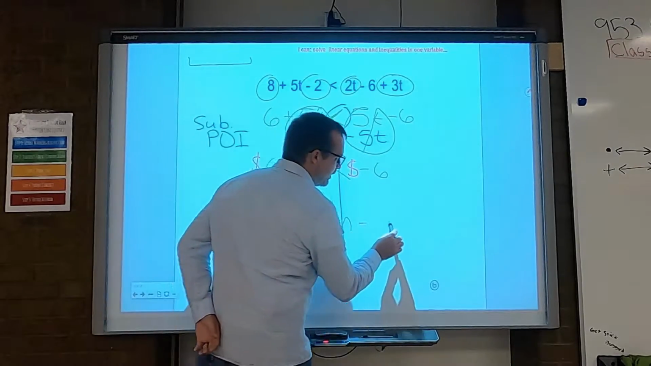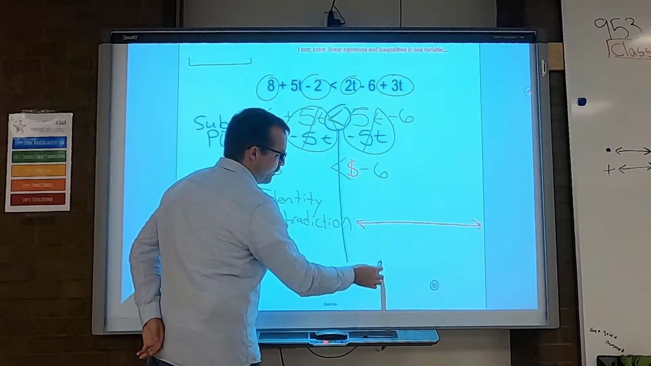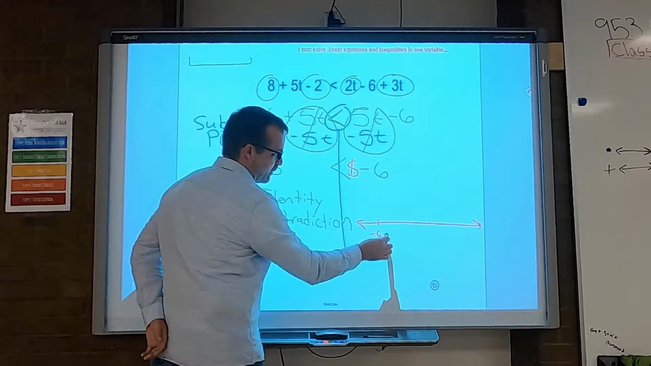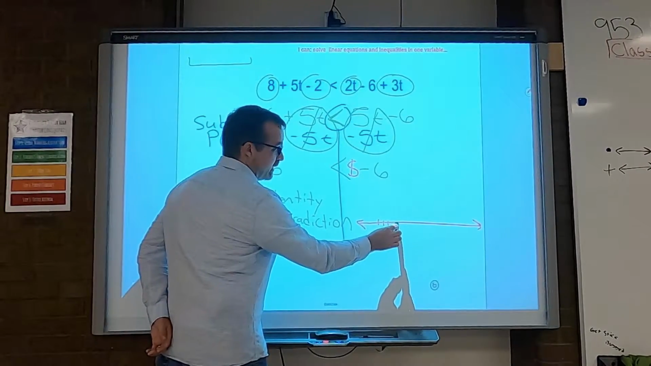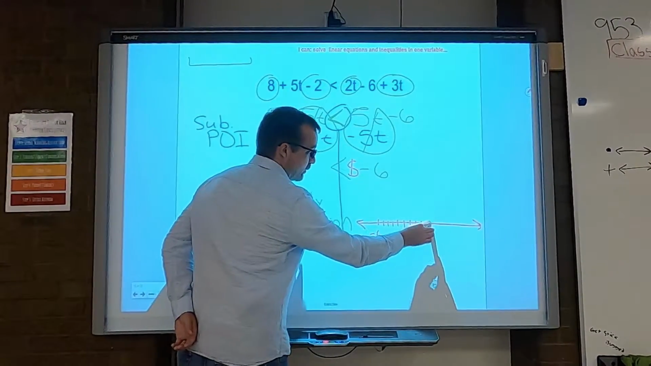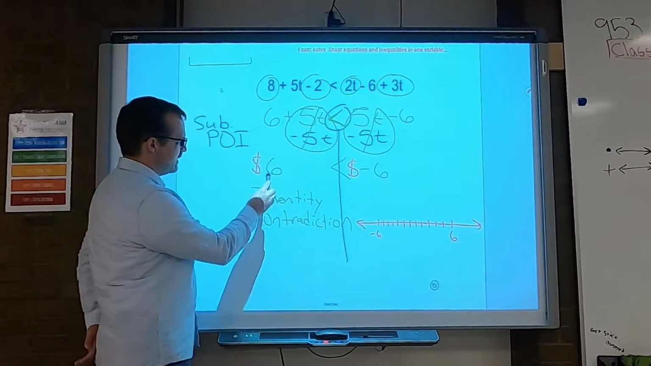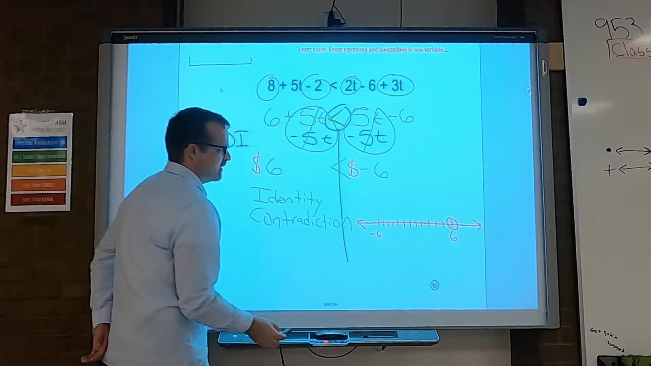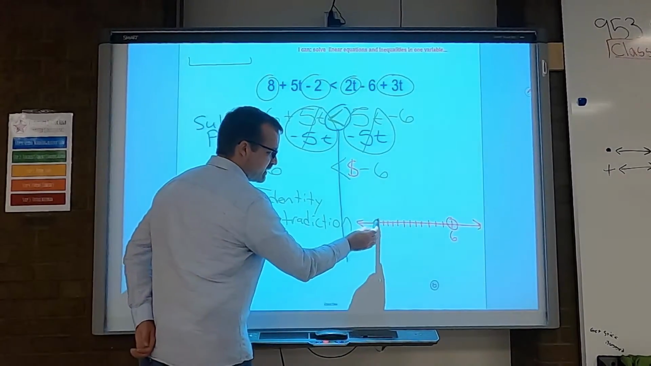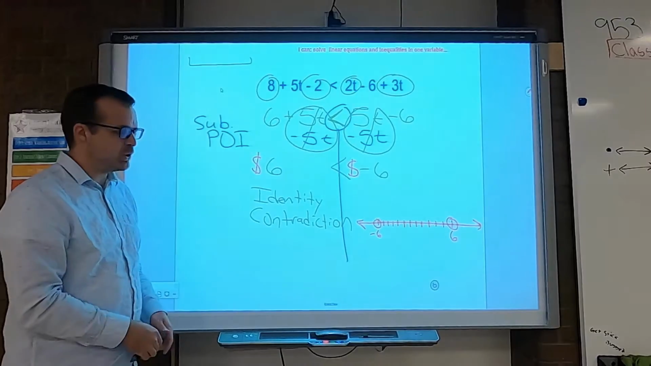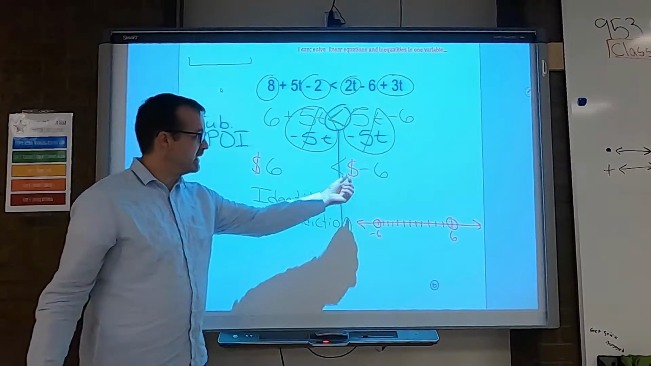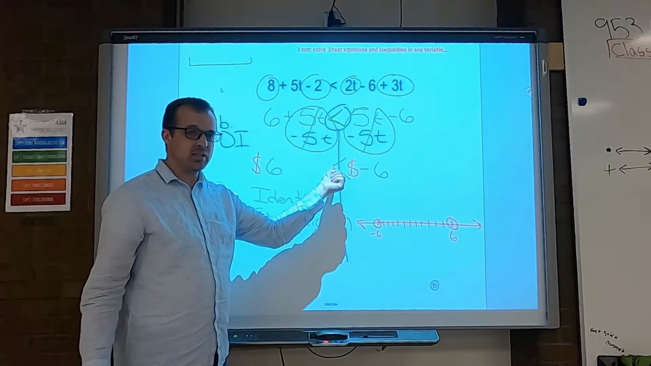Even looking on a number line, if we start over here at negative 6 and then went negative 5, negative 4, negative 3, negative 2, negative 1, 0, 1, 2, 3, 4, 5, 6, all the way up to 6, is 6 to the left of negative 6? No, right? So we can see which one's less than. Really, negative 6 is smaller, but this has got to be false, right?